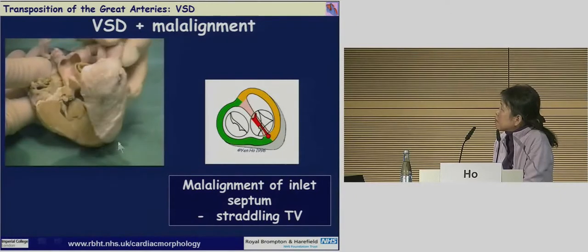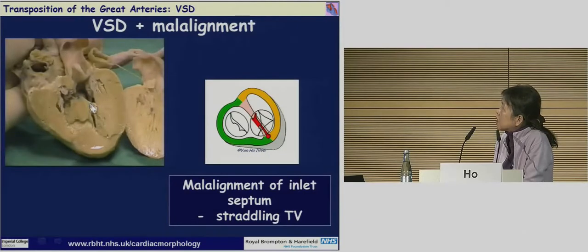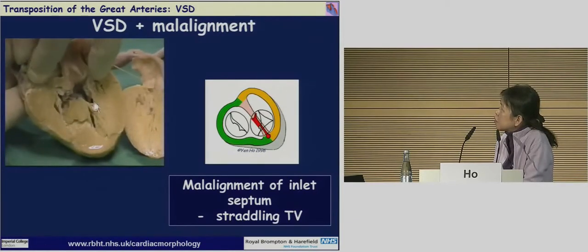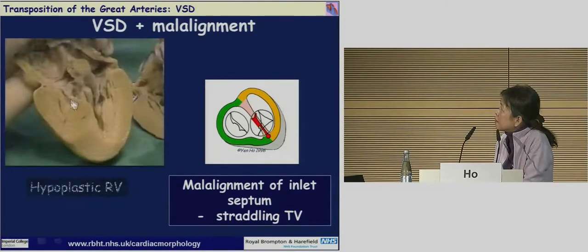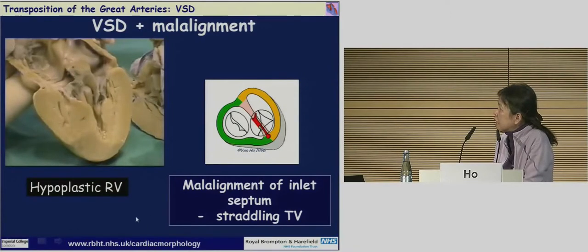In this example, we also have a malalignment of the inlet septum with straddling of the tricuspid valve. Here, the attachment to the left ventricle. Here, more in view, and we realize how small that right ventricular chamber is in this particular heart.